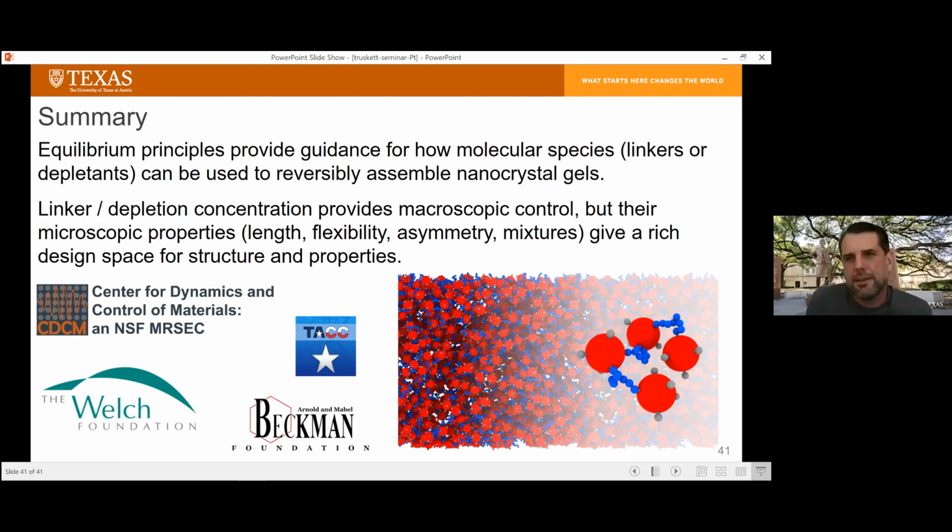I'm not making a distinction between those two. So the attractive glasses, or the gels that have been formed in the systems that also form attractive glasses, these are the same conceptually as what I'm calling the depletion gels here.